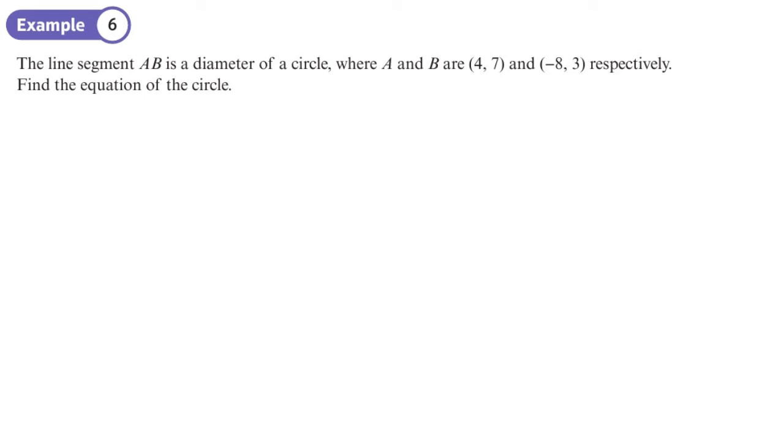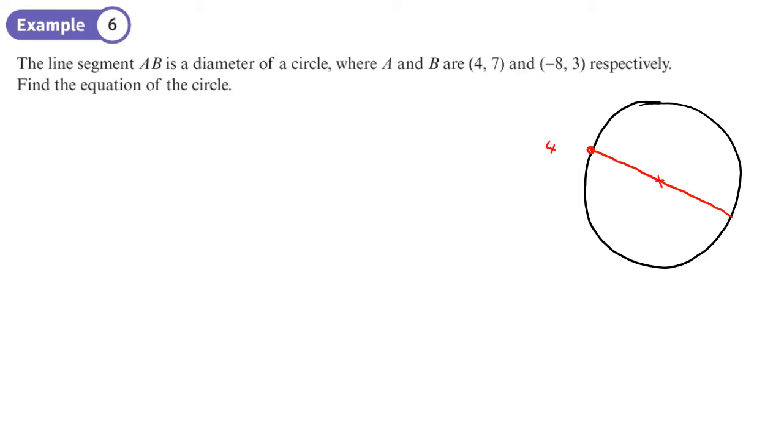A line segment AB is the diameter of a circle where A and B are (4, 7) and (negative 8, 3) respectively. So let's draw that in. Okay, so it's going through the centre. (4, 7) is A, and (negative 8, 3) is B. And it says find the equation of the circle.